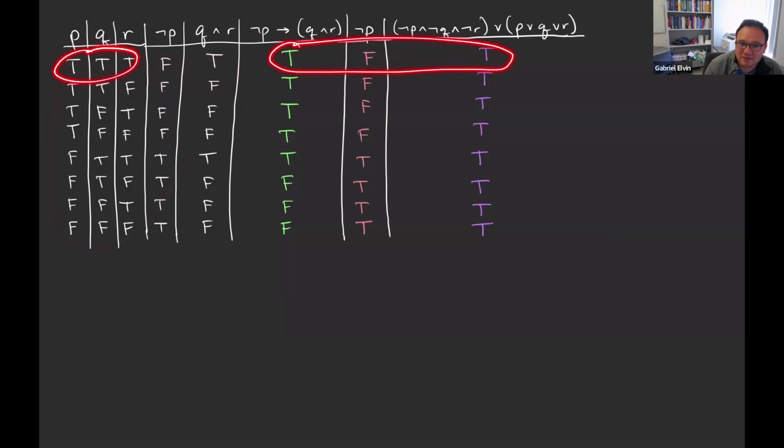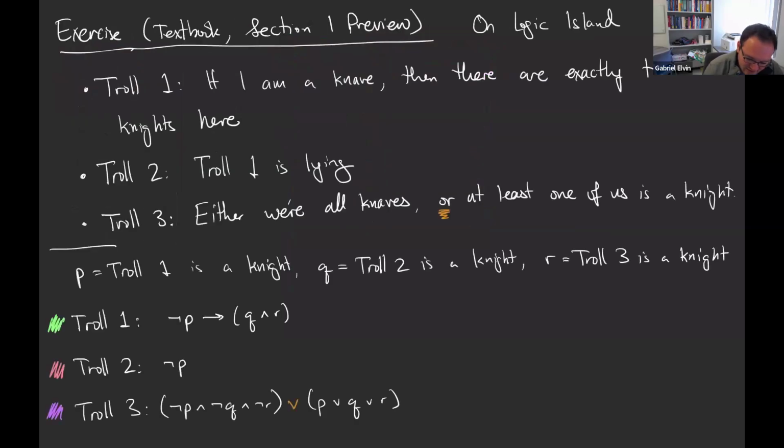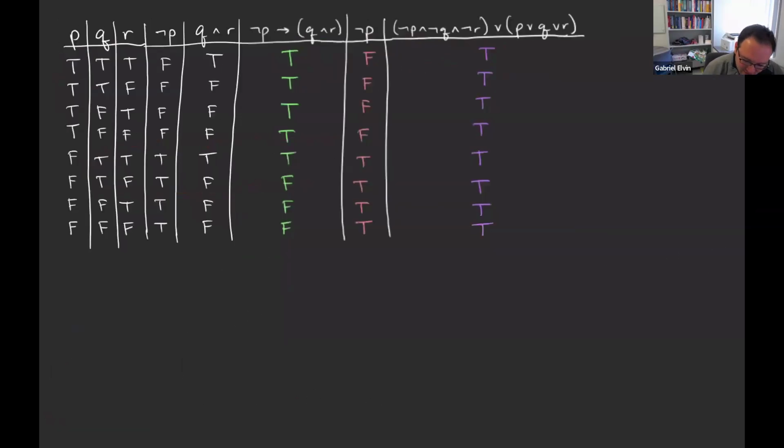Because not P is false, you can't have P be a knight and Q be a knight, because Troll 2, which is associated with Q, says Troll 1 is lying. If they're telling the truth, then Troll 1 has to be a liar. But if Troll 1 is not a liar, then that's a contradiction. So we just need these to match. Let's look down the line, see where they match. Not the first row, not the second row. Third row looks good.